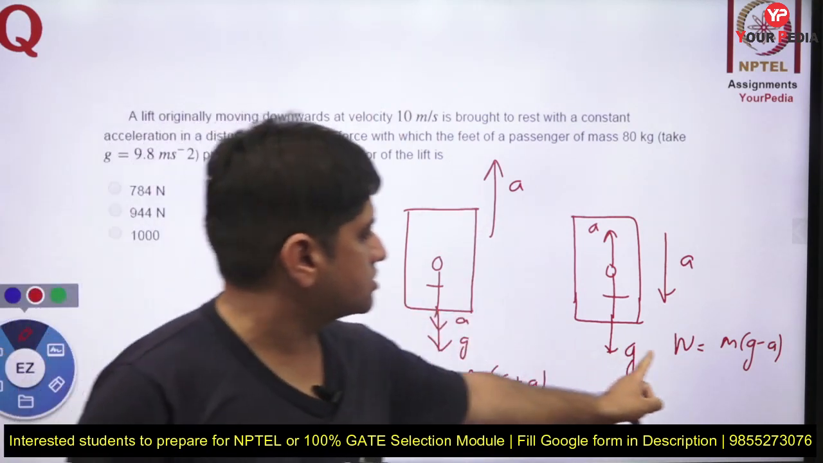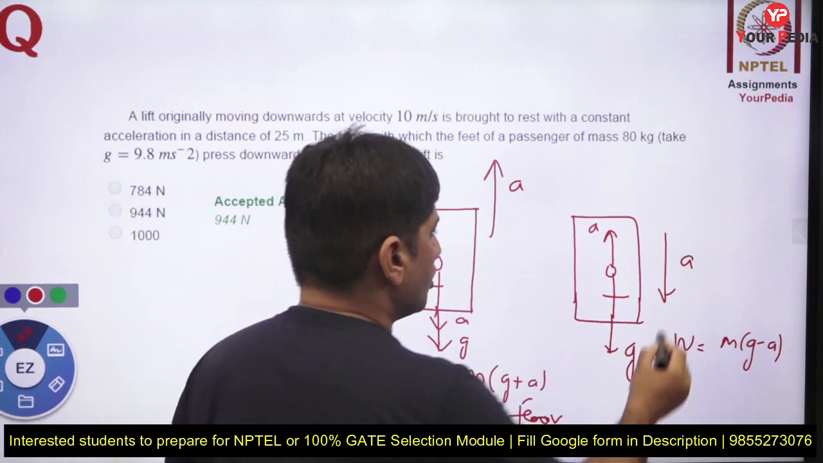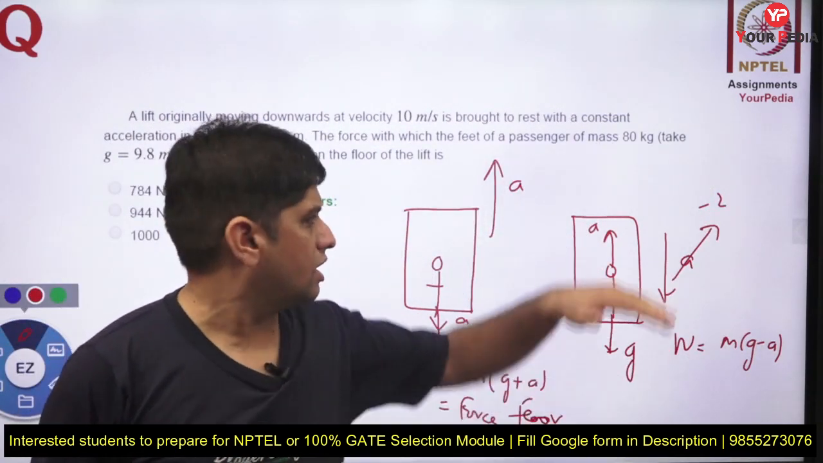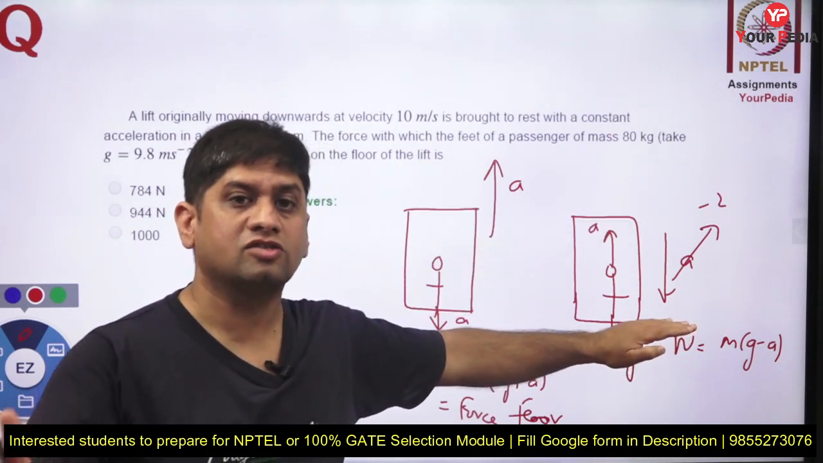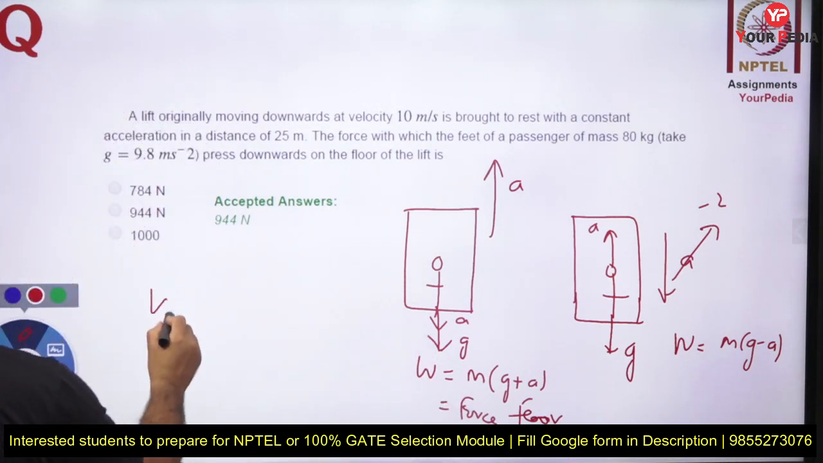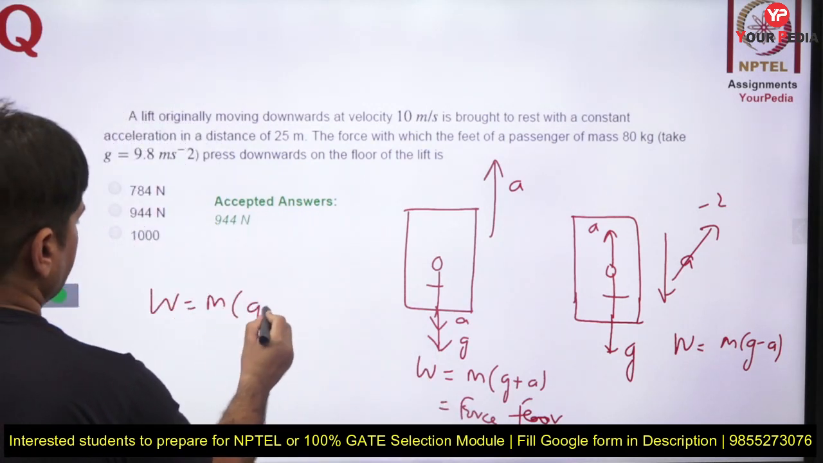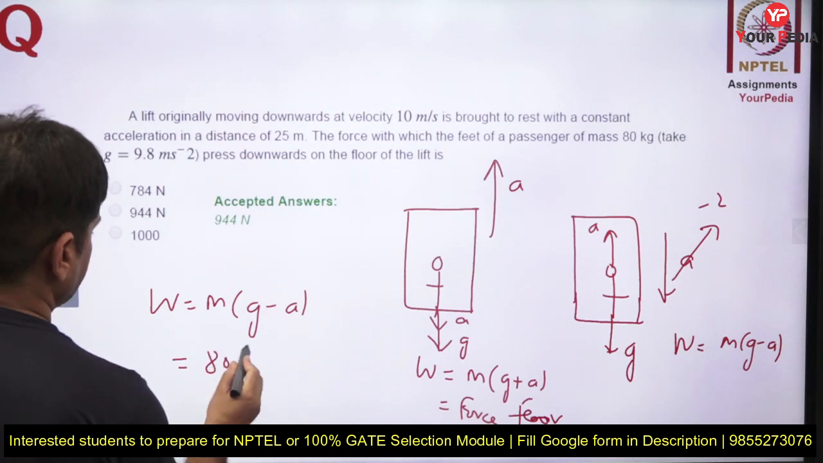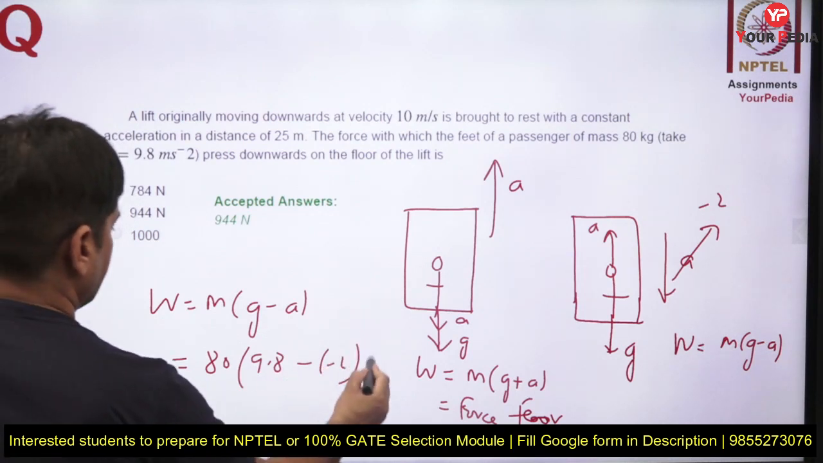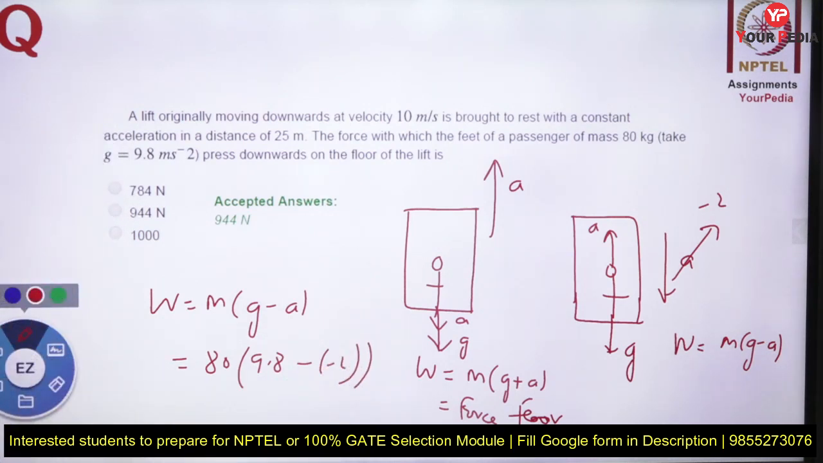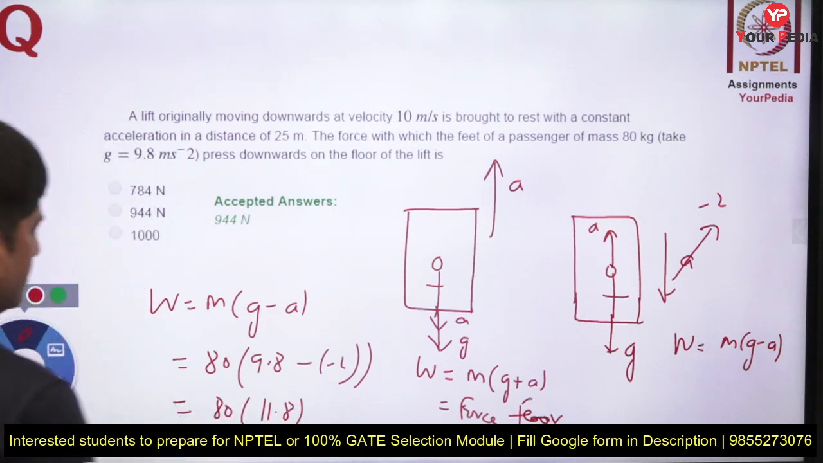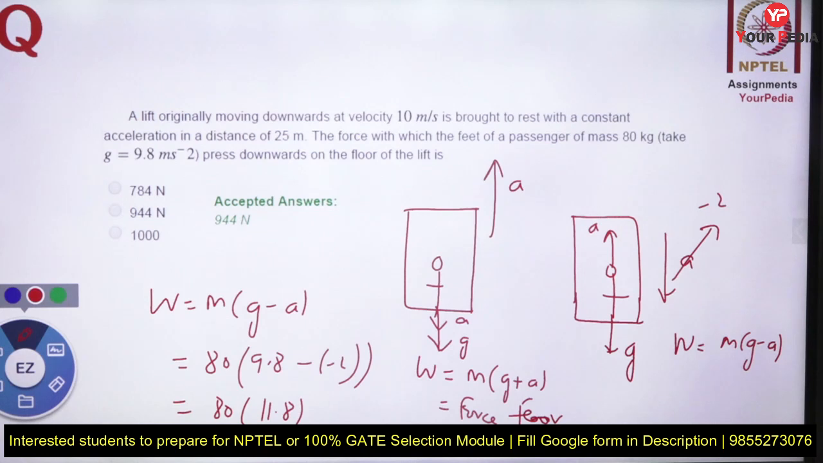Now our case is this, with the only difference that the value of a itself is negative. Value of a is itself negative. Why? Because lift is not increasing, acceleration is not positive, it is applying the brake, it is retardation. So what will be the apparent weight in that case is m into g minus a. What is m? 80 kg. What is g? 9.8. And what is a? A is further -2. Acceleration is coming -2. So it comes out to be 80 into 11.8. When you calculate it, multiply it, you get 944 Newton.